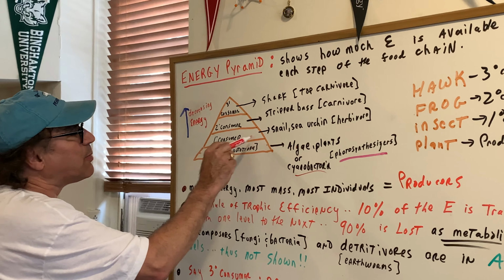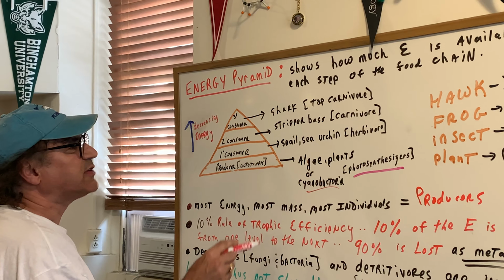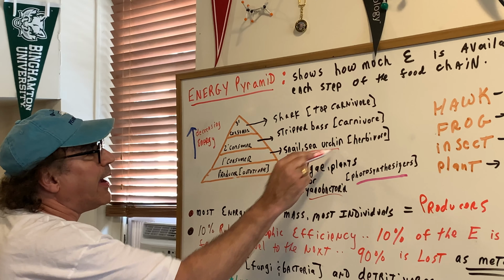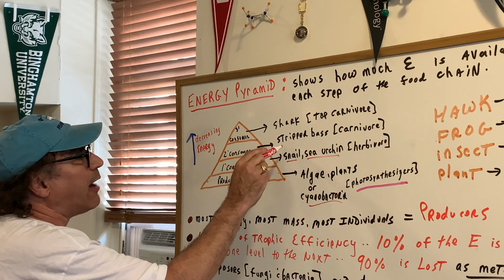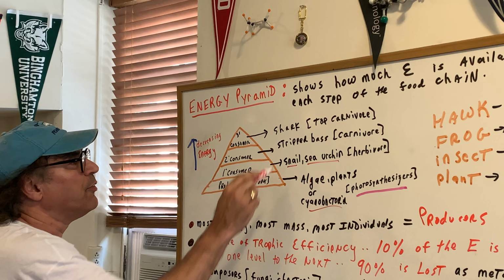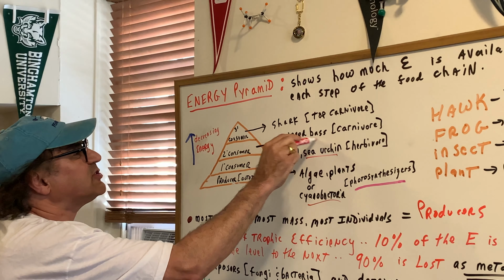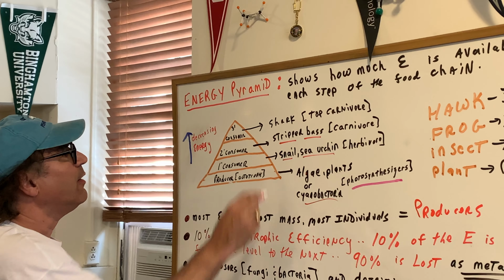Above that, as I said, is the primary consumer. They're the herbivores. That includes, like, the snail and the sea urchin. And a secondary consumer are the carnivores. They eat meat. They eat animals. That's like striped bass as an example.